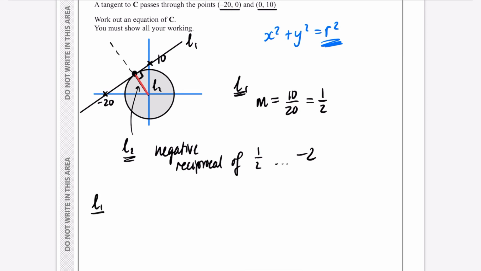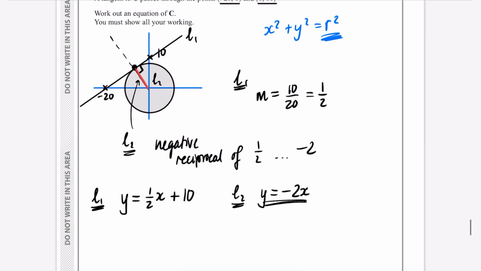So let's go back to line 1 for a second. We know that the equation of that line is going to be y equals mx plus c. And the y-intercept, you can see why it's the last question by the way, can't you? It's 10. So that one is y equals a half x plus 10. And for line 2, because the gradient is minus 2, it's going to be y equals mx plus c. Well, that line, its y-intercept is 0. So it's just y equals minus 2x.